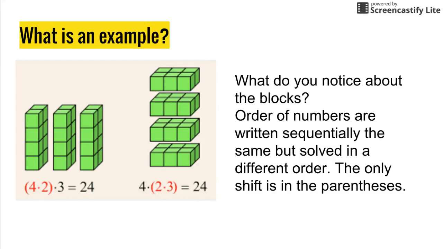So what do we notice about the blocks? We notice here, too, that the order of the numbers are written sequentially. Do you see how this says 4, 2, 3? And over here, 4, 2, 3. So they are still sequentially in the same order, but they're solved in a different order. So you can see this was 4 by 2 first, and this was 2 by 3 first. And the only thing that changed about this was the parentheses. So the parentheses shifted in this.